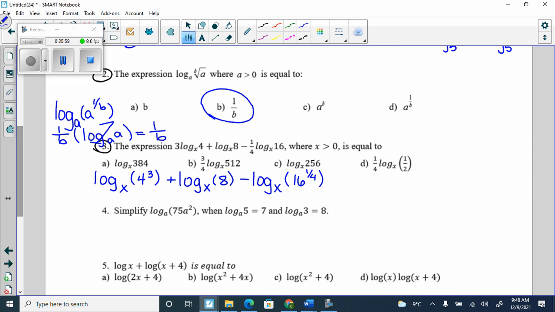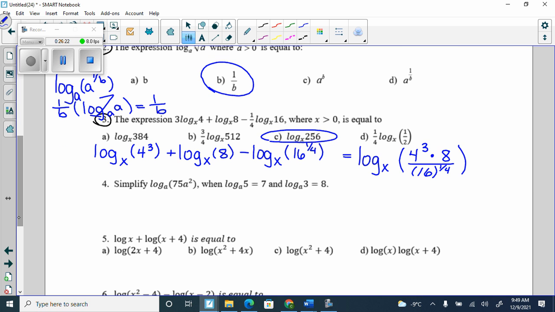So we would get log base x of 4 cubed, or 64, doesn't matter, times 8 divided by 16 to the quarter. And which one do you get? See?